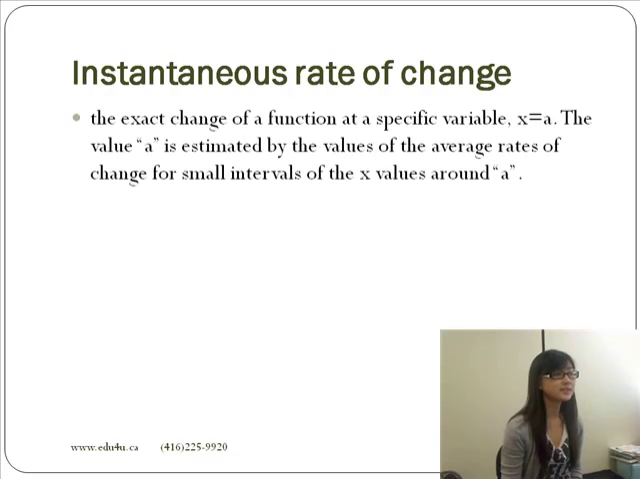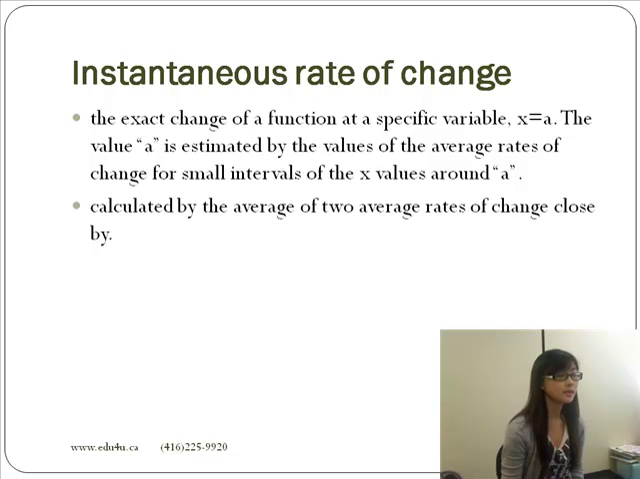Instantaneous rate of change is the exact change of a function at a specific variable x equals a. The value a is estimated by values of average rates of change for small intervals of x values around a. Instantaneous rate of change is calculated by the average of two average rates of change close by.